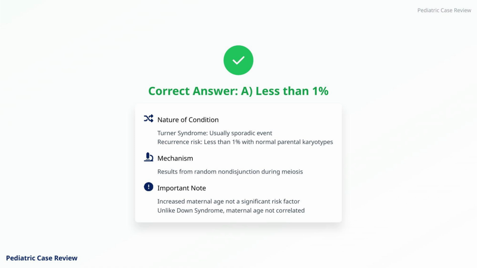Turner syndrome is usually a sporadic event with recurrence risk below 1% when parental karyotypes are normal. It results from random non-disjunction during meiosis. Unlike Down syndrome, increased maternal age is not a significant risk factor for Turner syndrome recurrence.